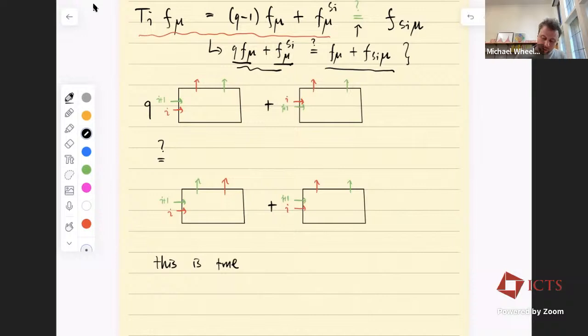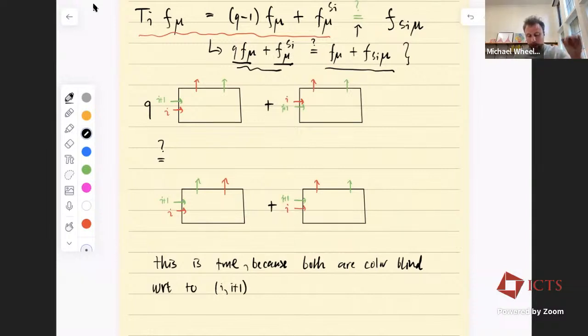So this is true because both of these are colorblind objects. Both are colorblind with respect to i and i plus 1. But I still have other colors in there, but there's this symmetrization that's happening over i and i plus 1 that basically merges them into the same color. And so this completes the proof. Okay, so that is maybe one of the more complicated ones we proved. So if there are any questions there, please go ahead.